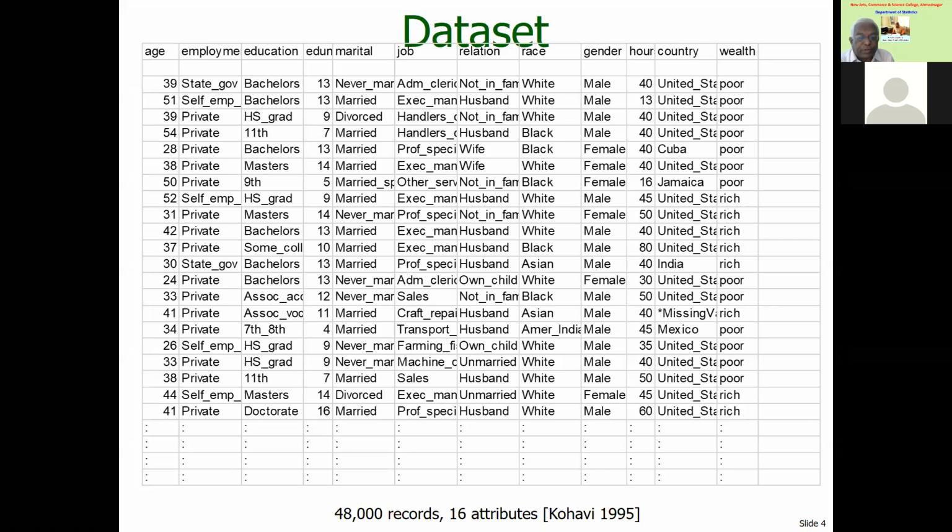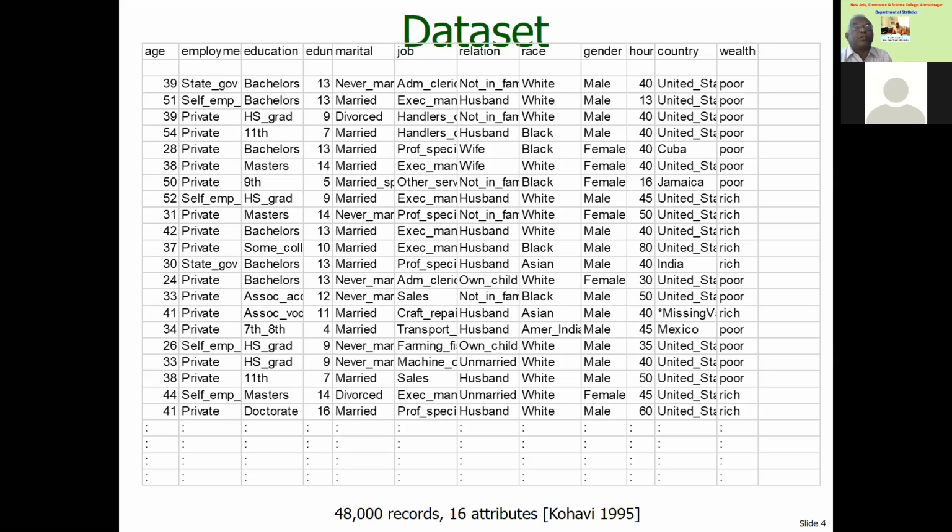There are 16 attributes, 16 features are there. And let us read some of them. Employment, whether he is self-employed or an employee of self-state government, or a private firm or private employee, economic activity. What is his education? Whether he completed bachelor's, higher secondary graduation, 11th, master's, 9th, some college education, and something like this. So, what is the level of education?